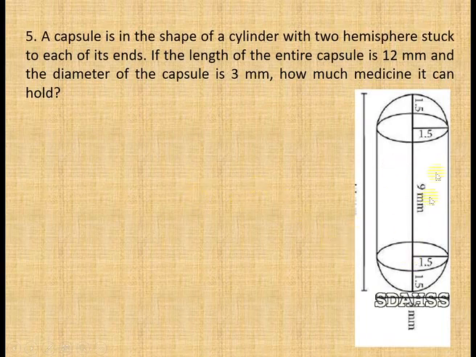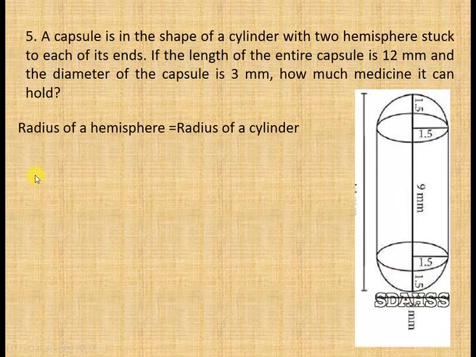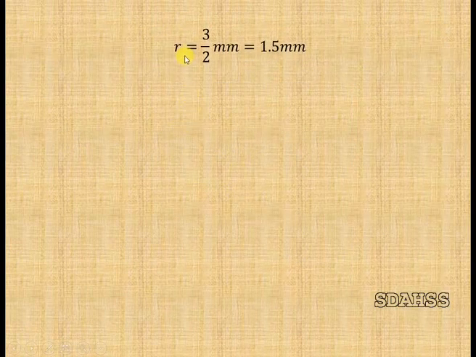A capsule is in the form of a cylinder with two hemispheres stuck to each of its ends. The length of the entire capsule is 12 mm. Diameter of the capsule is 3 mm. Then the radius of the hemisphere is equal to radius of the cylinder, that is 1.5 millimeter. Radius of the hemisphere is equal to radius of the cylinder, which is equal to r is equal to 3 by 2, 3 by 2 means 1.5 millimeter.